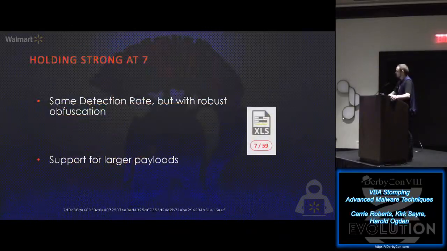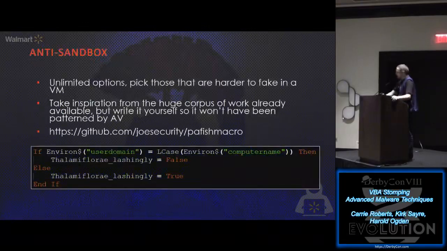So now we're back down to 7, where we were with the string reverse. However, now we have support for an arbitrarily large payload. We can bring anything we want with us and make it as large as we want, and it's going to look the same as this because it's all encoded in this big encoded payload. But we can take it a little further by implementing some anti-sandbox techniques.